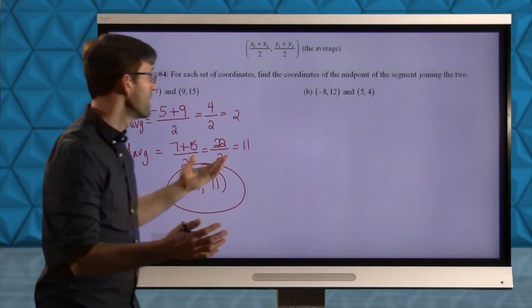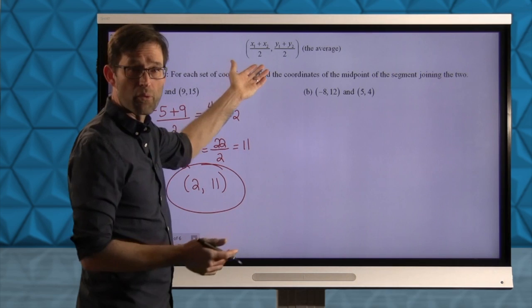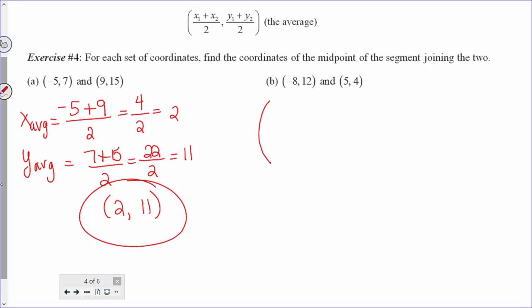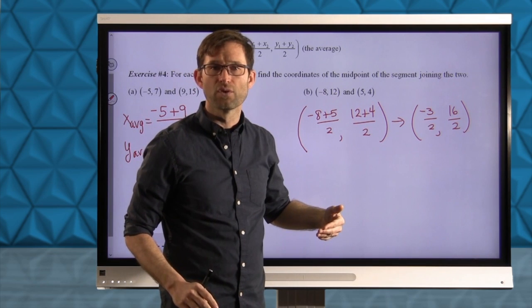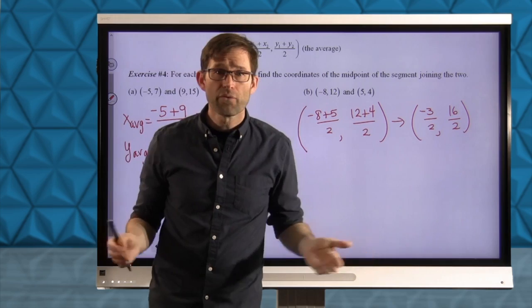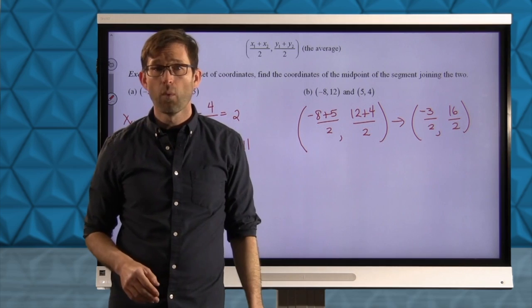All right, let's go through it. You can lay it out as x average, y average, or you could do it all within the parentheses like this. I could say, I have negative 8 plus 5 divided by 2, comma, 12 plus 4 divided by 2. That will give me negative 3 divided by 2 and 16 divided by 2. Now, of course, negative 3 is not nicely divisible by 2, so what should you do? Well, you could leave it as negative 3 halves. That would be fine. You could write it as negative 1.5.